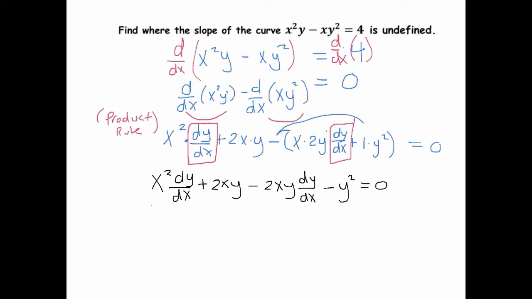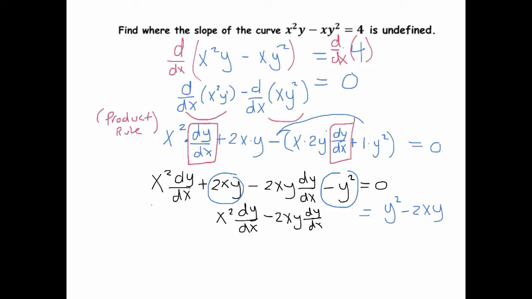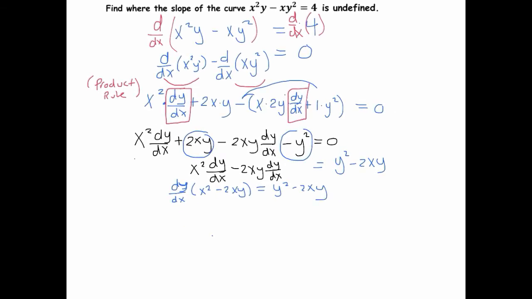And now just get everything that doesn't have a dy dx on the other side of the equal sign. So I'm going to subtract a 2xy and add a y squared to give me y squared minus 2xy. And then left on this side is x squared dy dx minus 2xy dy dx. And again, we want to get dy dx by itself, so I'm going to factor out dy dx. And that leaves behind x squared minus 2xy, equal to y squared minus 2xy. And now we just divide both sides by x squared minus 2xy to get that dy dx is equal to y squared minus 2xy divided by x squared minus 2xy.